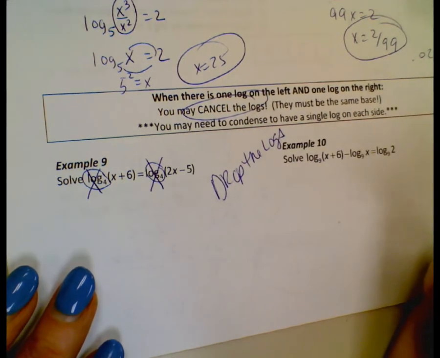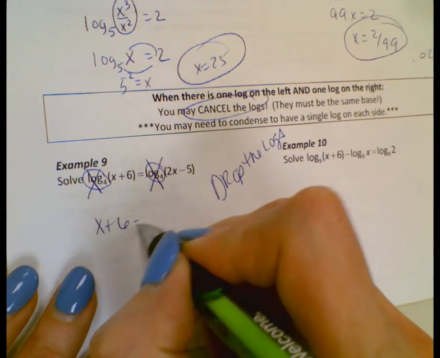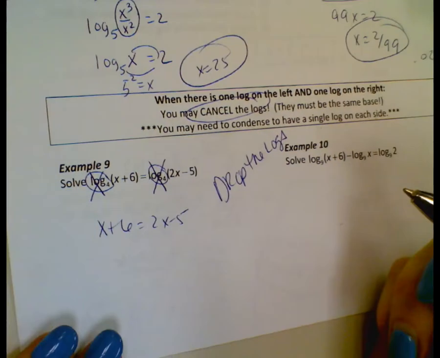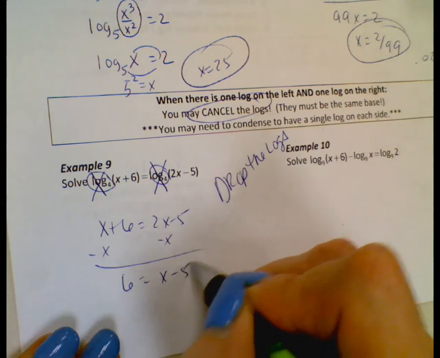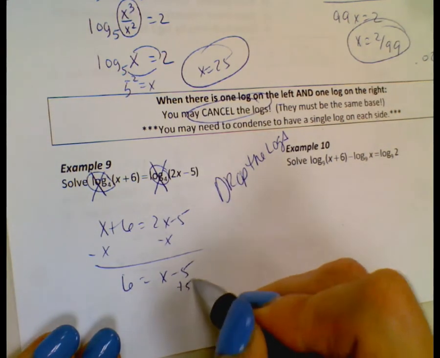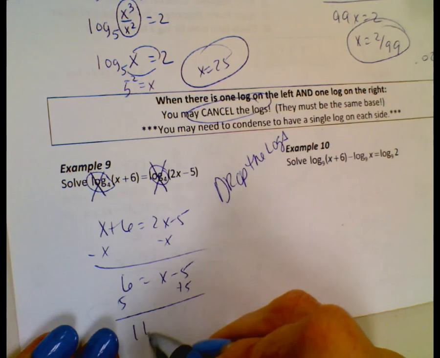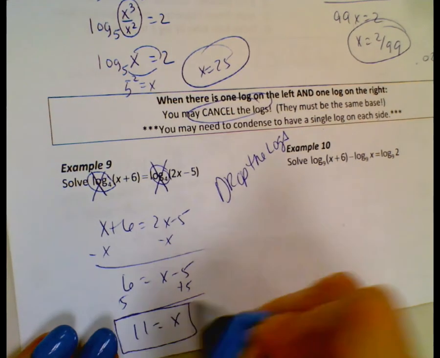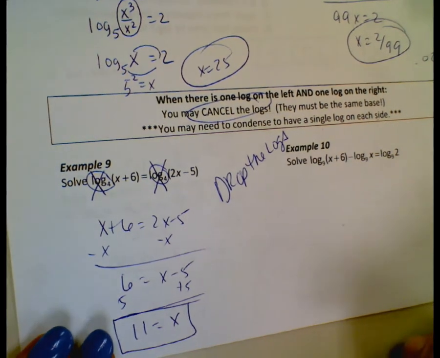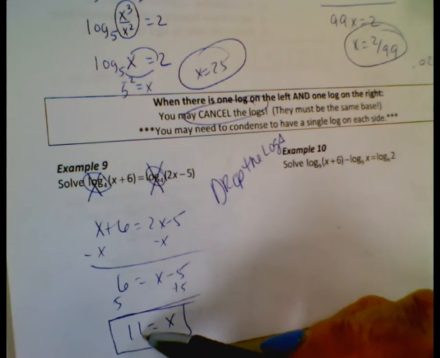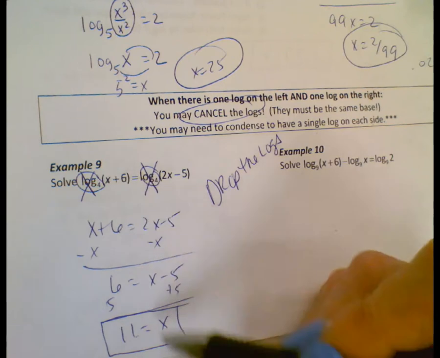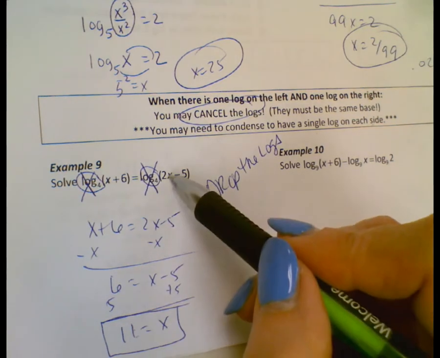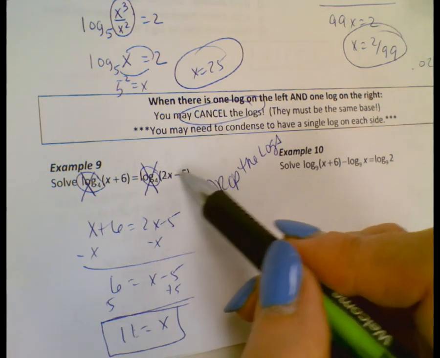Drop the logs. So we're just going to take x plus 6 equal to 2x minus 5 and solve. To get x on the same side, we'll subtract x. And to get x by itself, we're going to add 5. And x is 11. Make sure when you get these answers that you don't get a negative number. So 11 plus 6 is 17. That's a positive number, so that's good. And over here, 2 times 11 is 22, minus 5 is 17. That's a good answer.